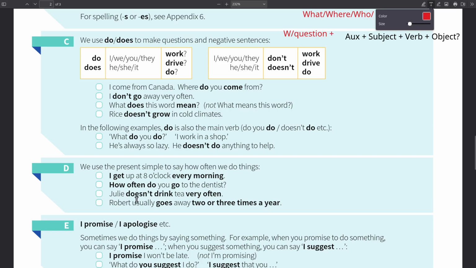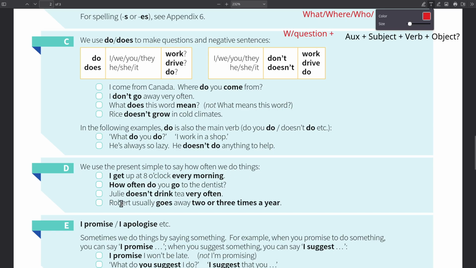And another one, Julie doesn't drink tea very often, right? We are talking about a negative sentence. In this case, Julie doesn't drink tea very often. Okay, we can also mix. In this case, we're mixing a negative sentence with also a frequency, which is very often.